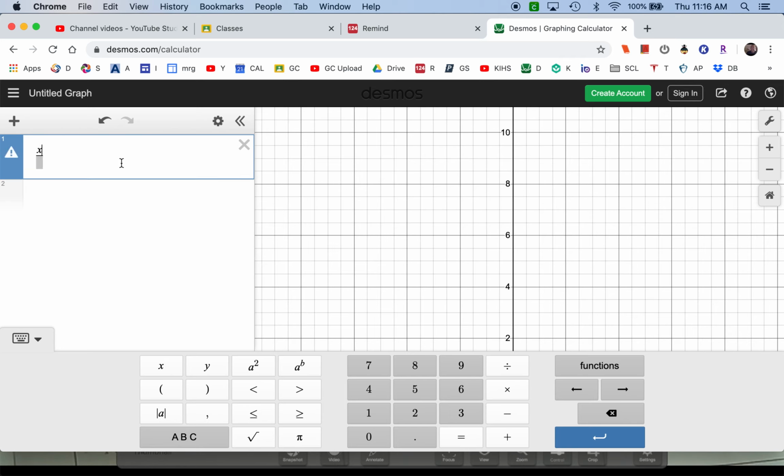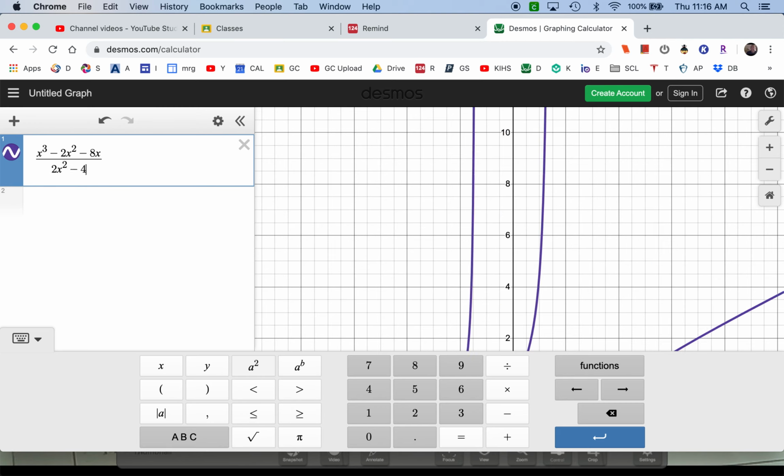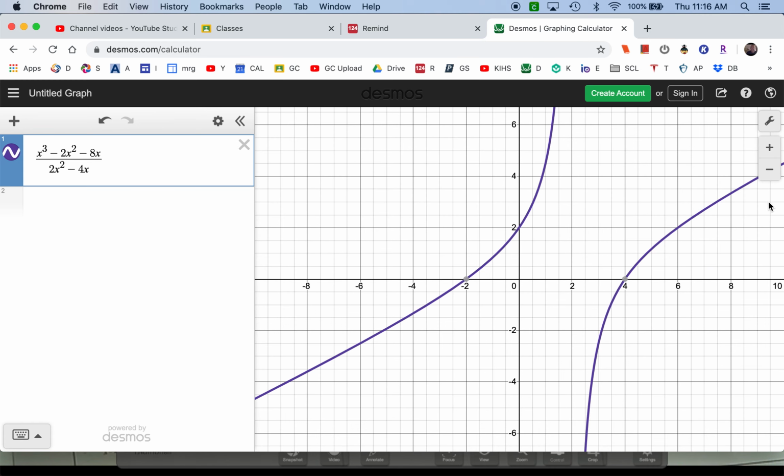Number 6. So we have x cubed, subtract 2x squared, subtract 8x. In the denominator, we have 2x squared, subtract 4x. And the question is, as x approaches 2 from the right and left. So look what's happening at 2. One side's going up, and the other side is going down.